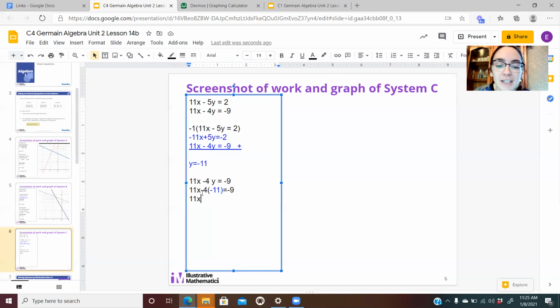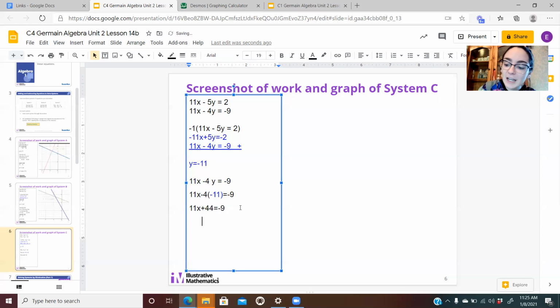So when I multiply -4 times -11, I get 4 times 11 is 44. Negative times negative is a positive, 44, is equal to -9. Okay. I need to isolate or get my x by itself. Let me just fix this spacing. Okay, so I need to get this x by itself.